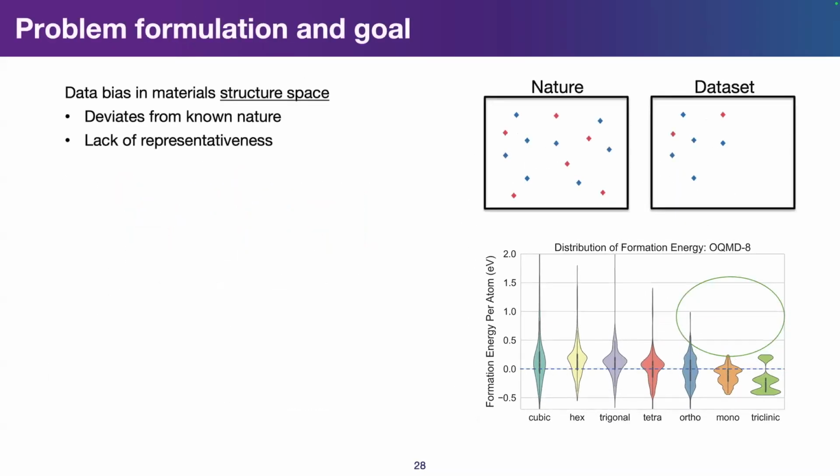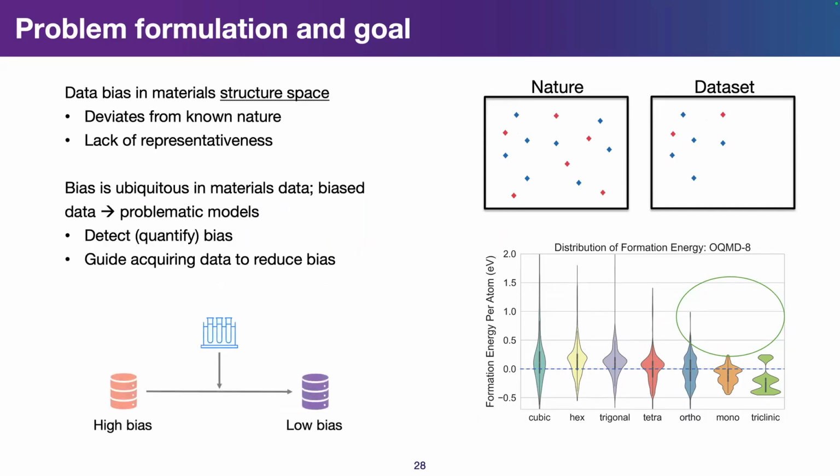So to clarify, this bias we are dealing with is a bias in material structure space. So if we know what the distribution of materials data should be like in nature, then this is the deviation from the known nature. But we often don't know what nature really looks like. But we can still define this bias as a lack of representativeness in some parts, like here or here.